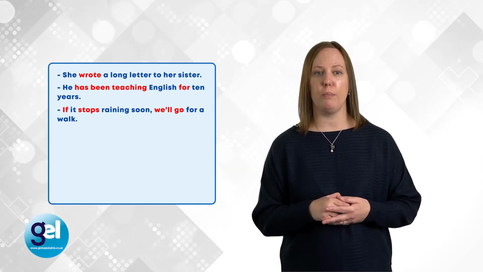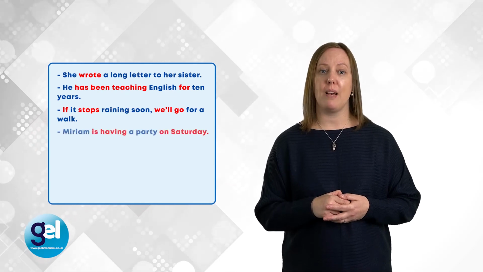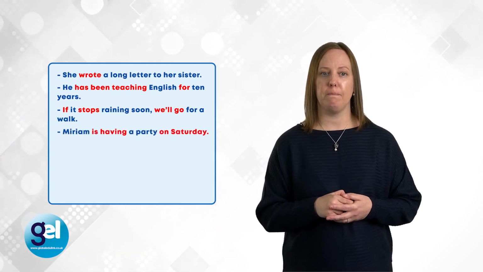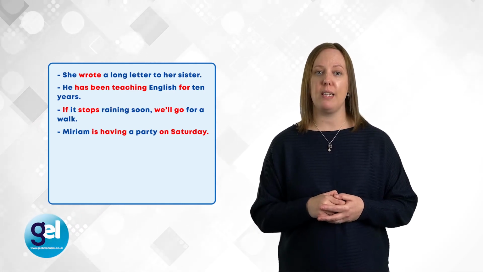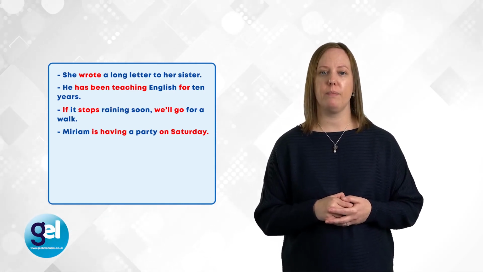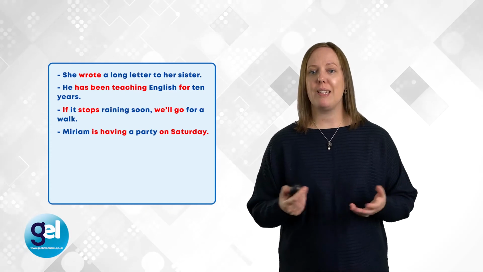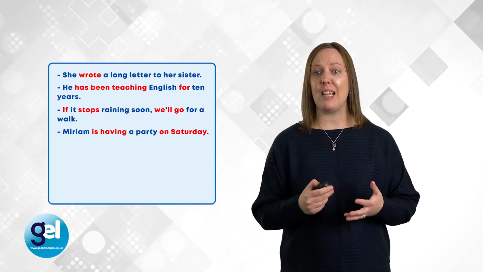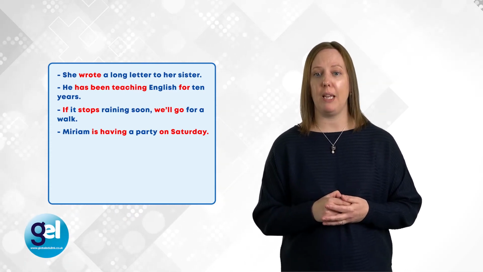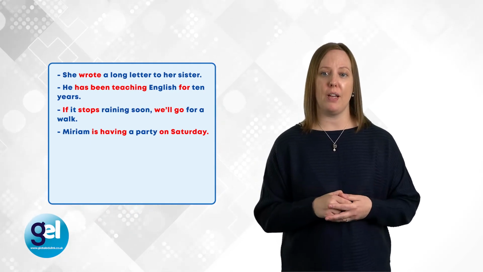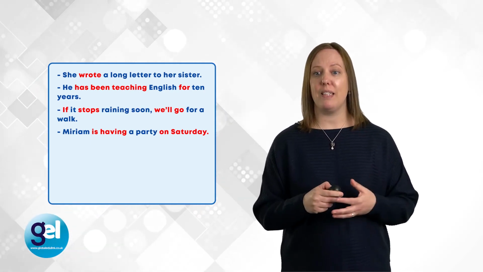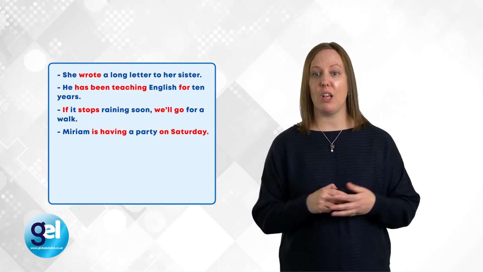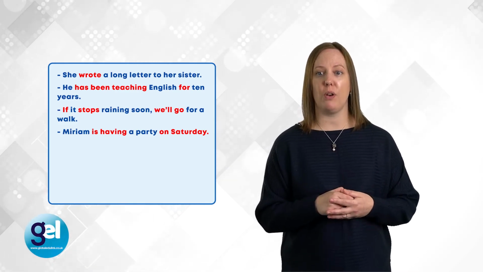A further example. Miriam is having a party on Saturday. Again, pause and think about what tense is being used in this sentence. This is the present continuous, and the sentence is used to convey a future meaning. So remember, students may find this difficult. So we have is forming the present continuous, and on Saturday is referring to a future time.